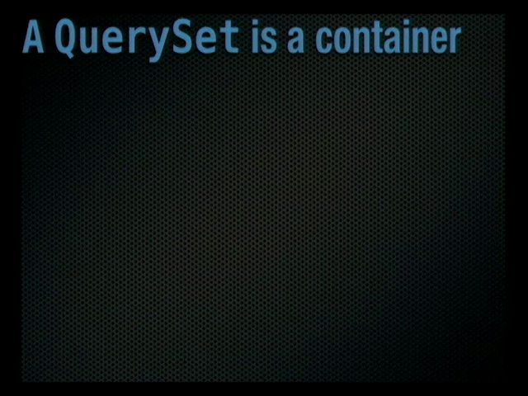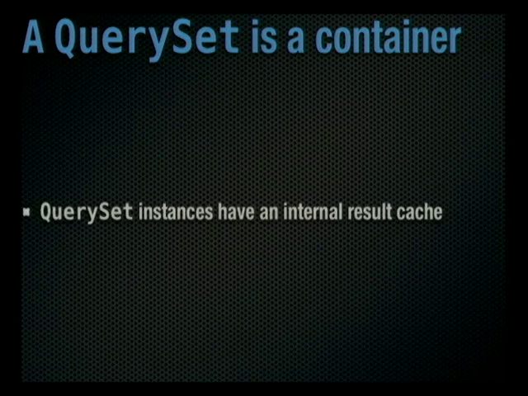A query set, as we mentioned, is a container. It has results in it after it has done its query. Basically, it has an internal result cache, which I believe is simply called result cache. You can go look at the code on this. It is prefixed with an underscore, which means technically it's a private attribute, and technically you can't rely on it as stable API, but it's been this way at least since like Django 1.1.